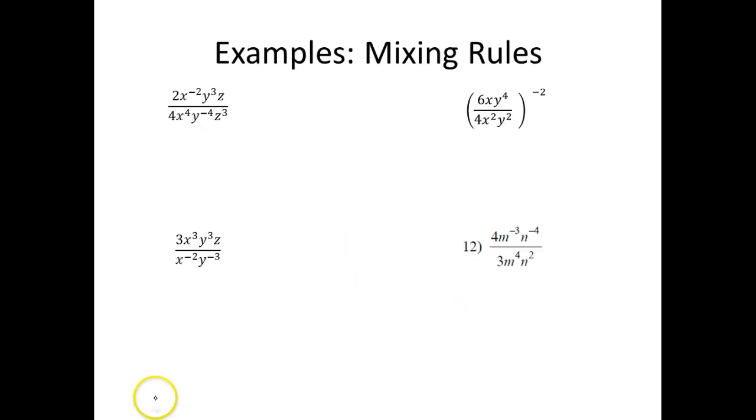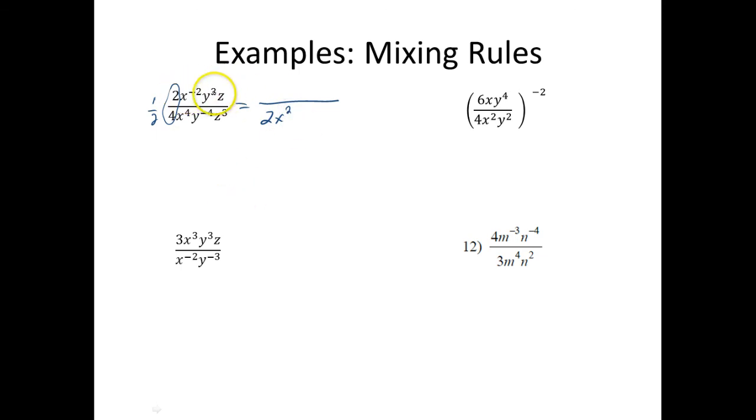So let's try some examples. Mixing all kinds of rules together here. Lots of rules we're mixing. And let's see what happens. So here, let's look at the numbers first. So we have 2 over 4. That reduces to 1 over 2. We don't even have to write the 1. So I'm just going to put a 2 on the bottom. Now on the top here, that x to the negative 2 is going to flip to the bottom. So I'll have an x squared.